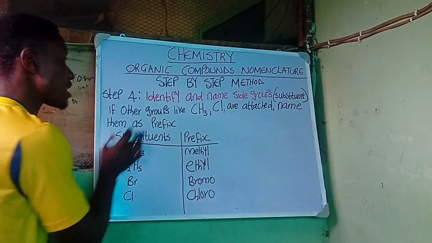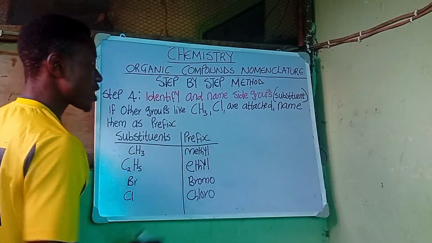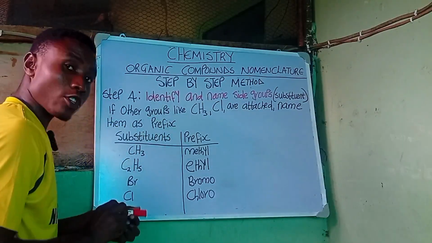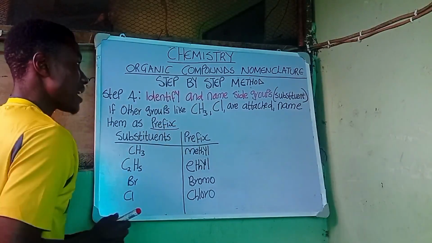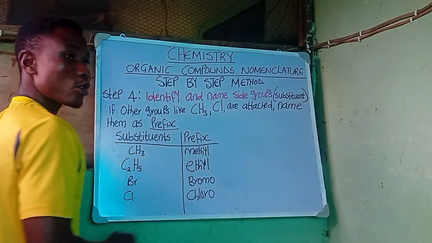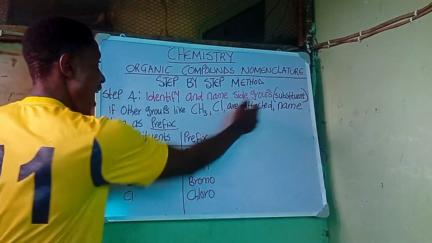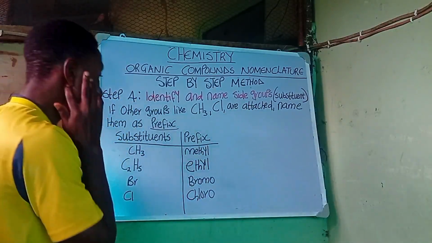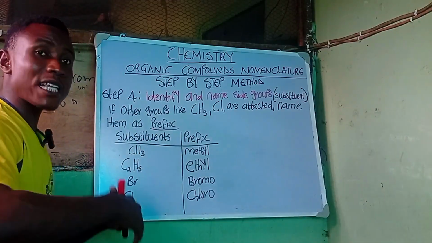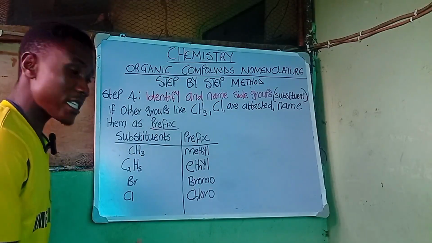It says if other groups like CH3, Cl are attached, name them as prefix. CH3 here is simply methyl. Cl is chlorine, but we call it chloro. So these are some of the substituents, which you can call the side names or the prefixes that we have here.